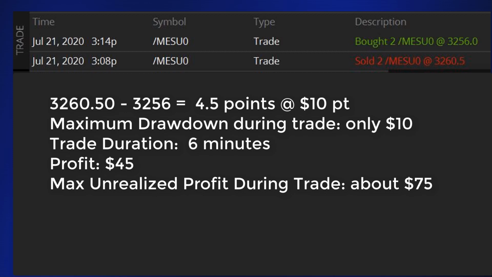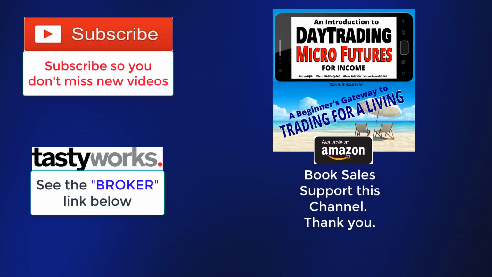Maximum drawdown, like I said, was only $10, trade duration 6 minutes, a profit of $45, and I didn't quite make the full unrealized profit during the trade, but you hardly ever do, really. So don't be too unhappy about that. If you can get 50% of it or more, then you're not doing too bad at all.